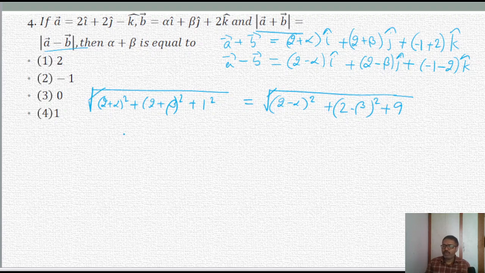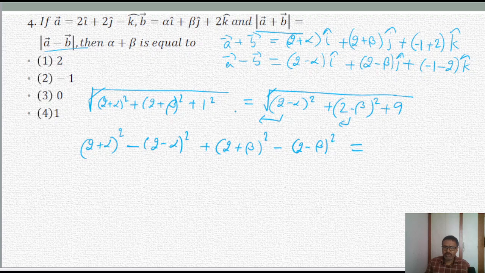Square root on both sides will get cancelled. I'll write this as 2 plus alpha whole square minus 2 minus alpha whole square. I'm just shifting this 2 minus alpha whole square to the left hand side. Similarly 2 plus beta whole square, shift this to the left hand side, minus 2 minus beta whole square is equal to, shifting this 1 to the right hand side, 9 minus 1, it will become 8.